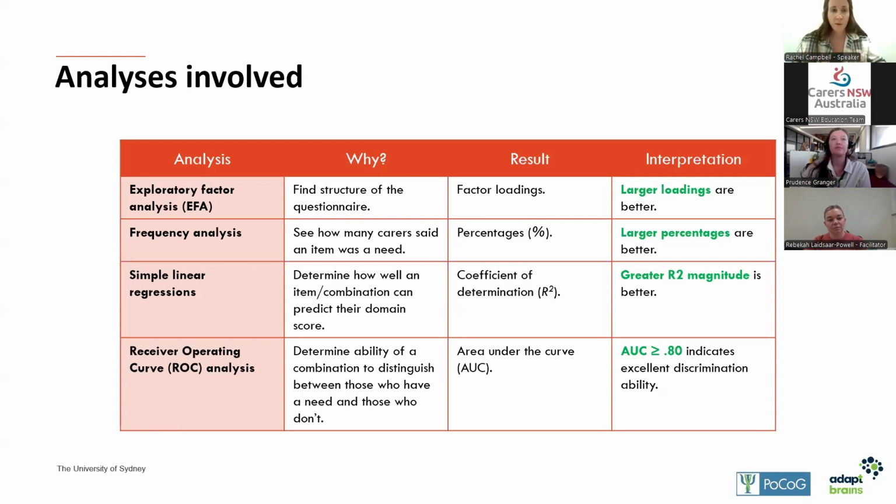And then finally, we did something called receiver operating curve analysis, where we looked at each individual item and also groups of items together. We looked at how well these individual items or groups of items were able to distinguish between carers who had some level of unmet need versus those who had no unmet needs, so either their needs were already satisfied or they reported they had no needs.